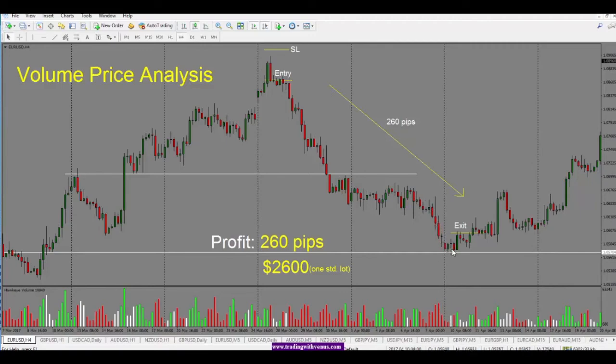Once price starts to go sideways, as you can see, more of the green volume is starting to come in now, our stop would get triggered and we would exit the trade with a profit. From entry to exit here, 260 pips in the trade, or $2,600 if trading one standard lot.